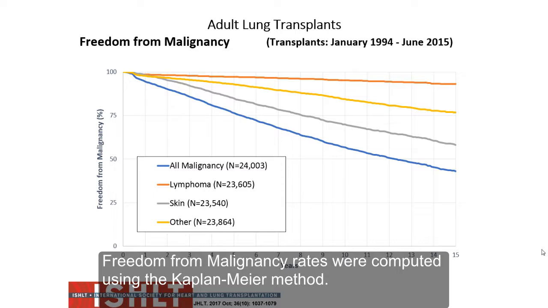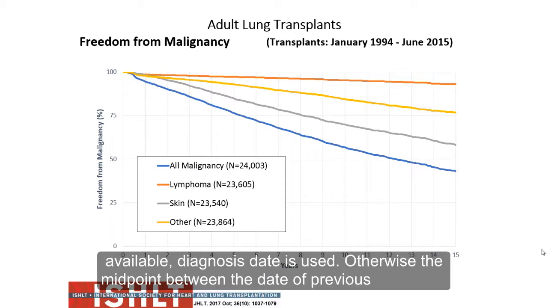This is just a little different way to look at it, just freedom from malignancy, and it breaks it down into all malignancy, skin malignancies, and then PTLD, and you can see that, out 15 years, less than 50% of people are malignancy-free.